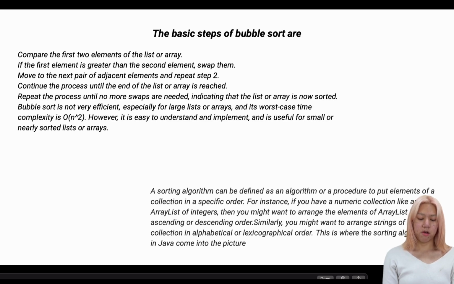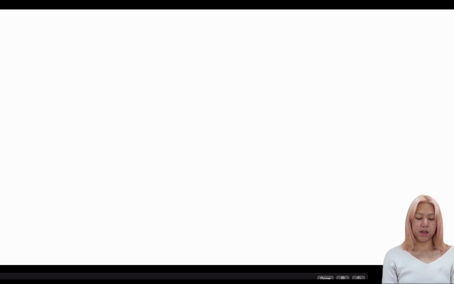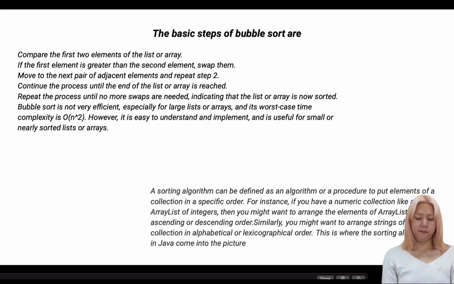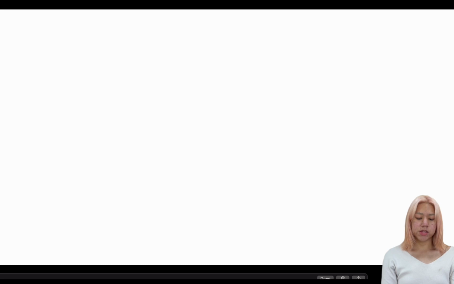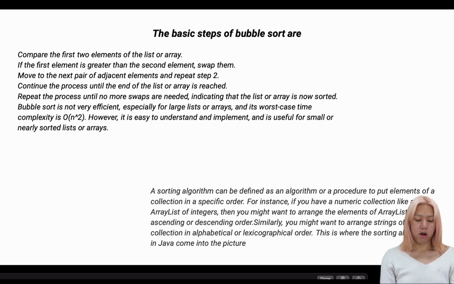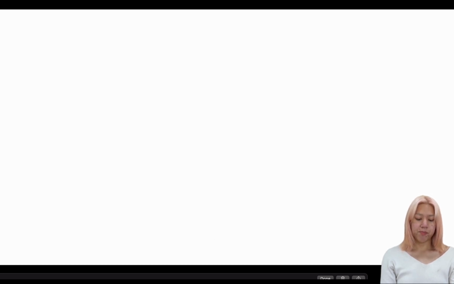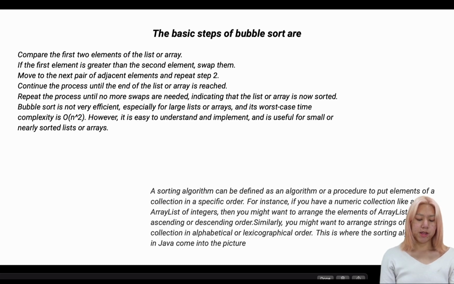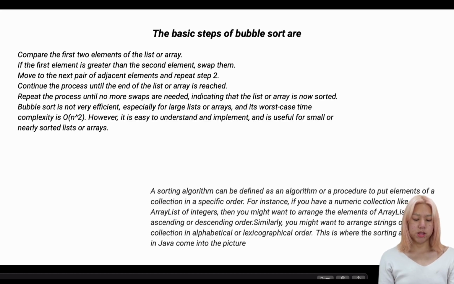A sorting algorithm can be defined as an algorithm or a procedure to put elements of a collection in a specific order. For instance, if you have a numeric collection like an array list of integers, then you might want to arrange the elements of the array list in ascending or descending order. Similarly, you might want to arrange the strings of a string collection in alphabetical or lexicographical order. This is where sorting algorithms in Java come into the picture.